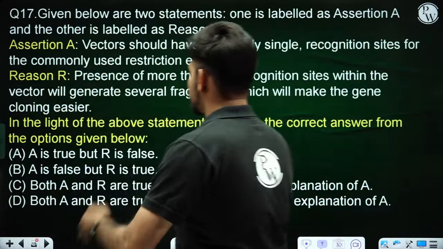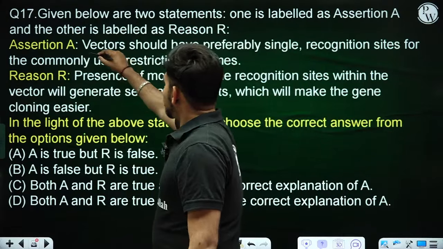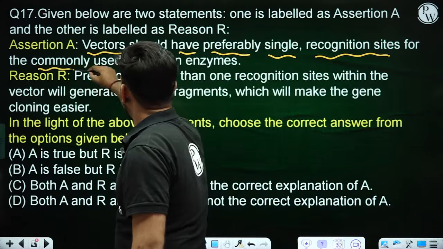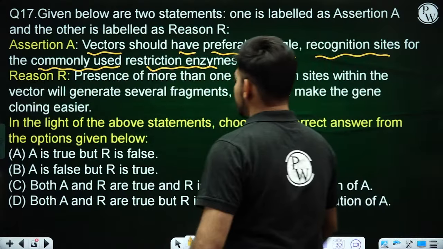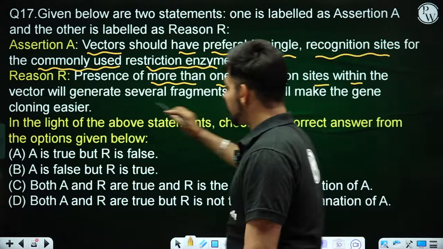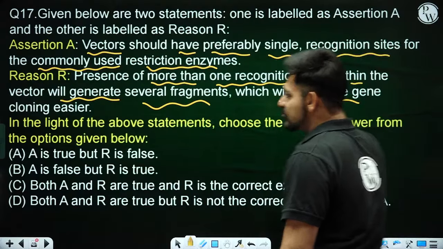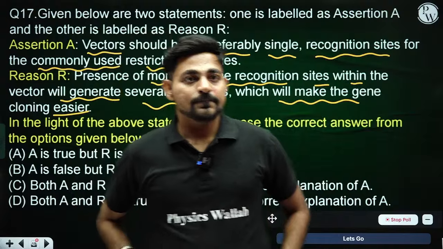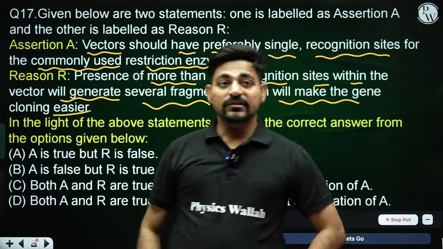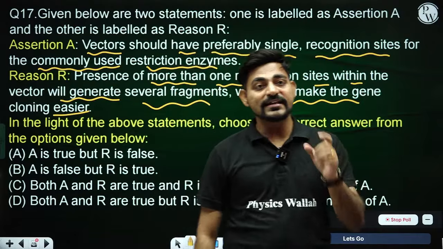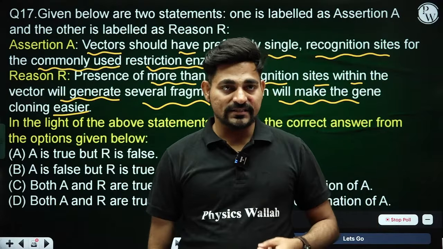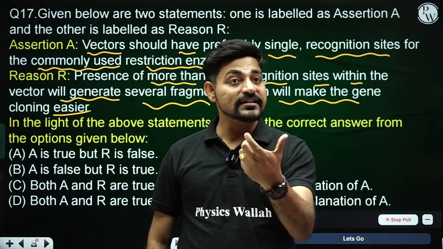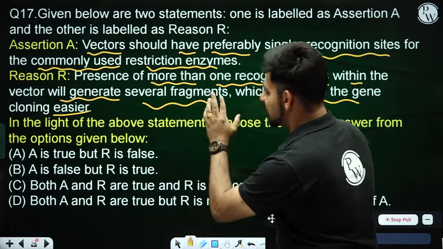Now let's move forward to question number 17, another assertion and reason. Vectors should have preferably single recognition sites, a direct line from NCERT, for the commonly used restriction enzymes. The reason says the presence of more than one recognition site within the vector will generate several fragments, which will make gene cloning easier. Sharing the poll here, you can write your answer. Ritika, for the previous question you were asking about the retrovirus used for transforming animal cells, but normal virulent retroviruses have the capability to cause cancer. That was written in the reason. Okay, now look for the answer of this question.